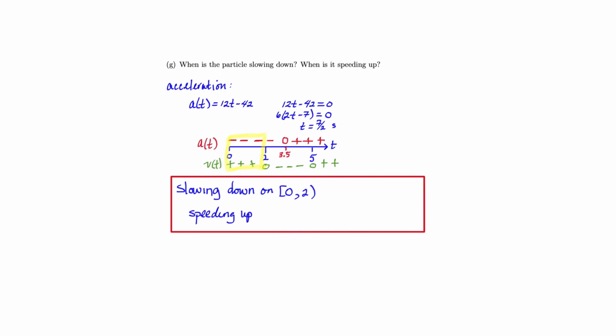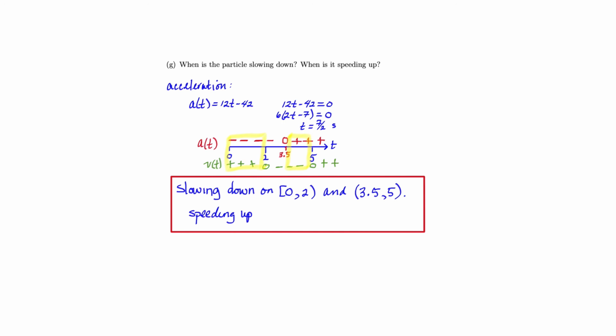But it's also slowing down here between 3.5 seconds and 5 seconds. On that interval, it's moving in the negative direction. The particle is moving backward because the velocity is negative, but its acceleration is pushing it in the positive direction. It's pushing it to the right because the sign of the acceleration is positive. So it's moving in the negative direction, but acceleration is pushing it in the opposite direction. So it's also slowing down from 3.5 seconds to 5 seconds.